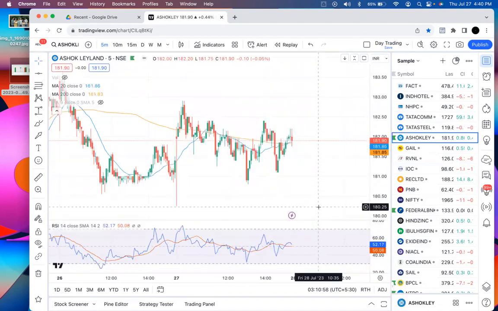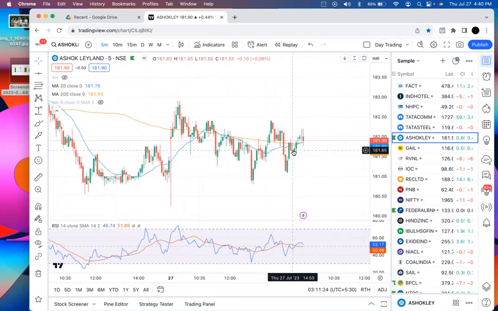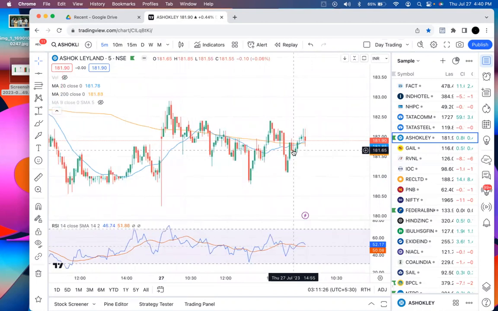All right, Ashok Leyland. Here is a place where the 20 and the 200 are close by, and this is a place that I would want to enter. And look at this, the RSI is not too high. It's at a safe level right there. If it's so high like this, it's not going to go any higher, chances are less, so it's most probably going to come back down again. But if it's sideways, it can go down, but it can still go up again if the proper patterns are here as well.